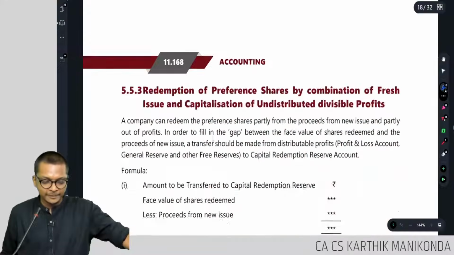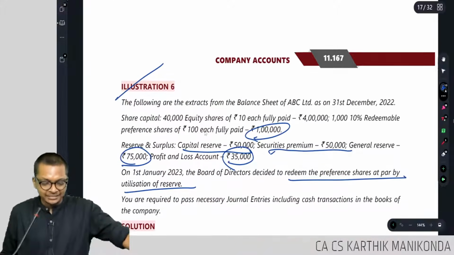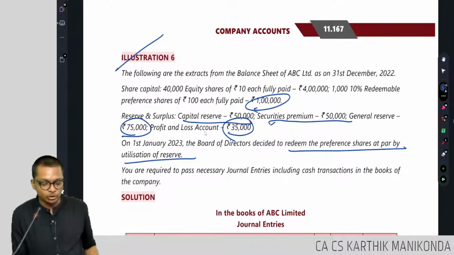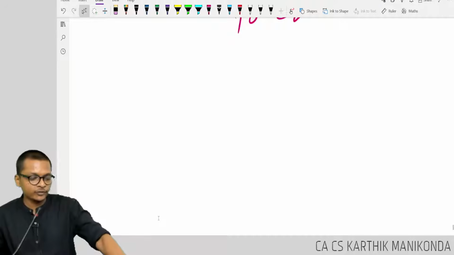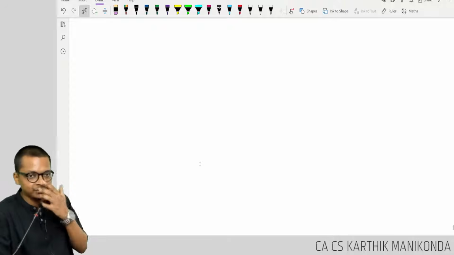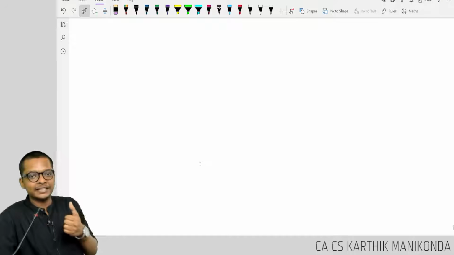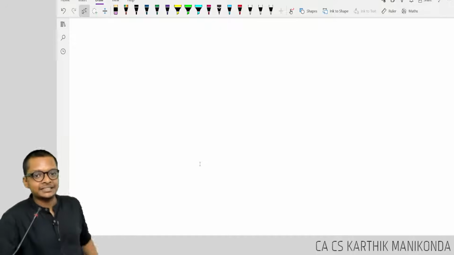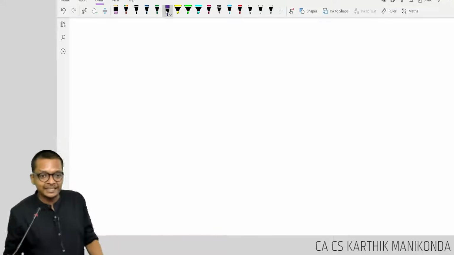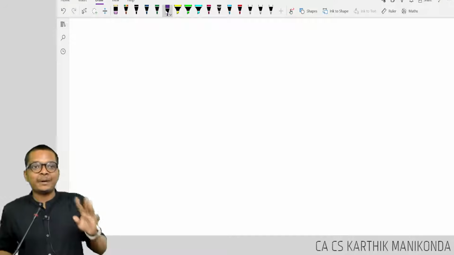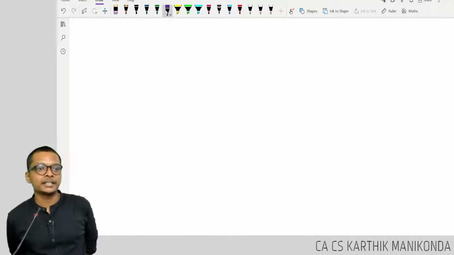Okay, let me explain the last entry, the entry number 4 that you wrote, general reserve to CRR. You remember that, guys? Let me explain that as a fresh concept. So we have so far finished 4 out of 10 sums, illustration 1, 2, 3, illustration 6 except the last entry which I will explain now. Coming back to concept, detailed concept, why are we passing the fourth entry? What is the fourth entry? Free reserve to capital redemption reserve.